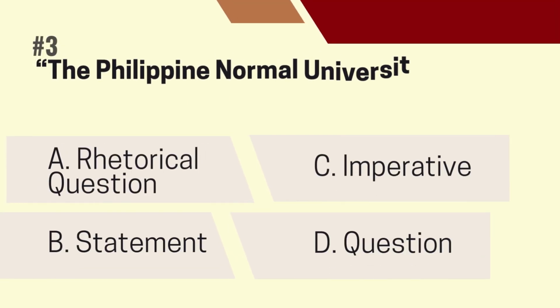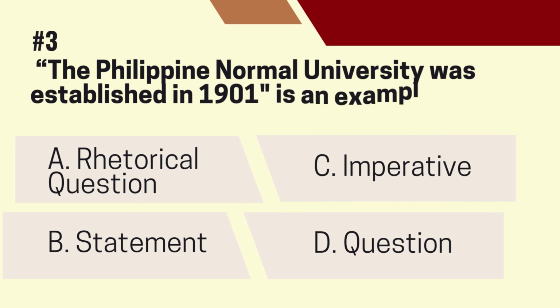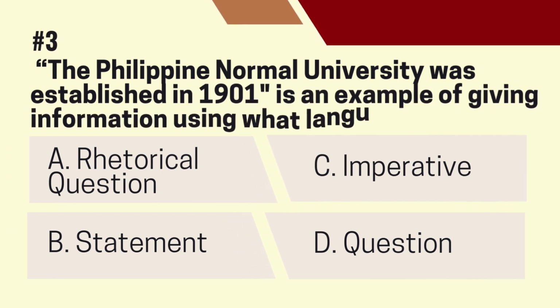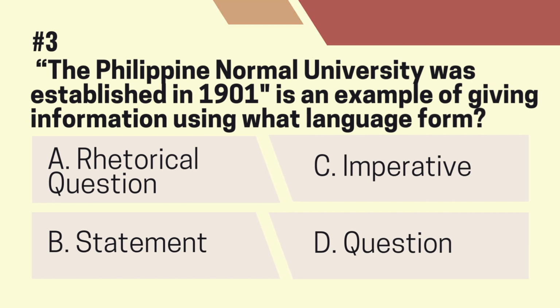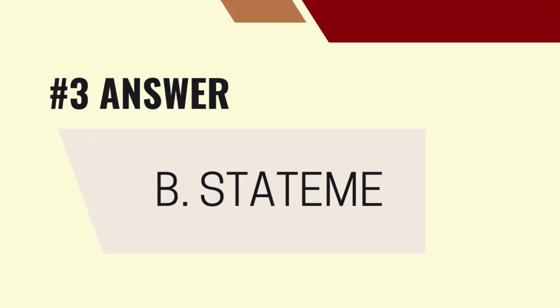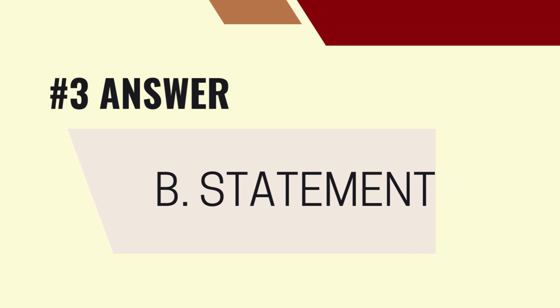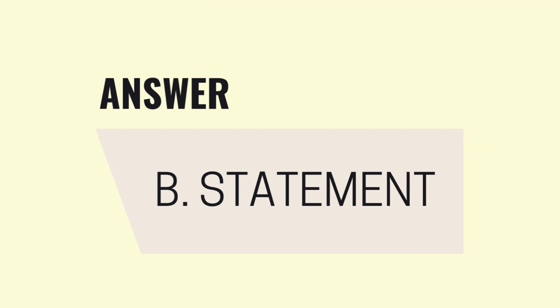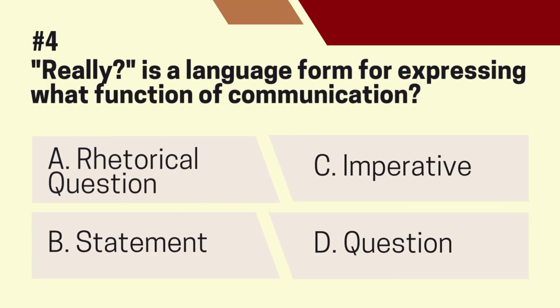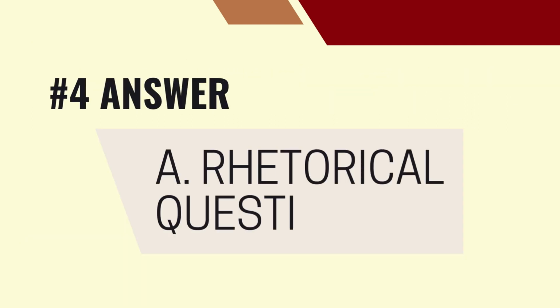The next one is and the answer is B. Statement. Because the information is in the form of one complete sentence. How about this? The answer is A. Rhetorical question. Because it only signals an expression in the form of question, but it does not really require an answer.